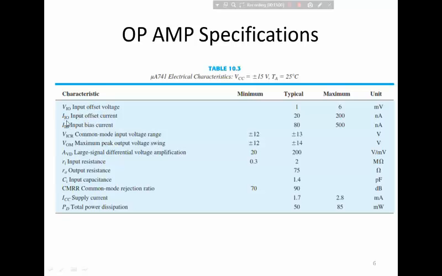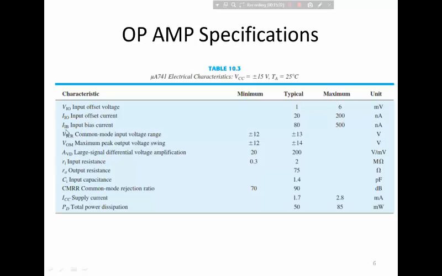Similarly, another parameter is known as input offset current, denoted by IIO, and it has a typical value of 20 nanoamperes, and it can be a maximum of 200 nanoamperes.